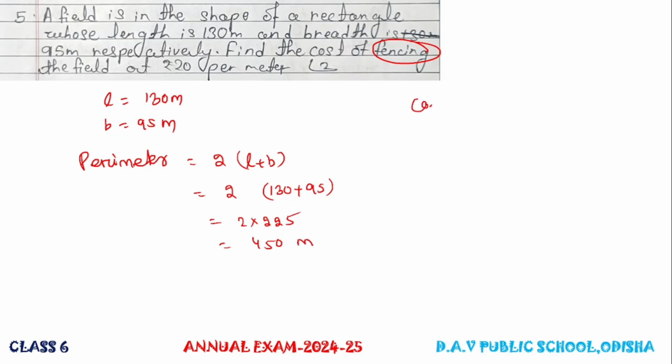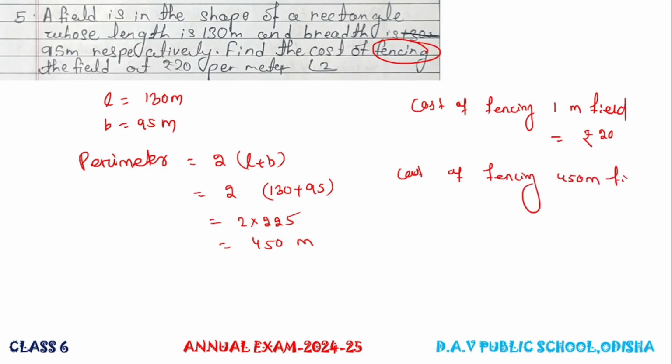Now write down cost of fencing 1 meter of field equal to 20 rupees. Now find cost of fencing 450 meter of field equal to 20 into 450, that is 9,000 rupees. Next question.